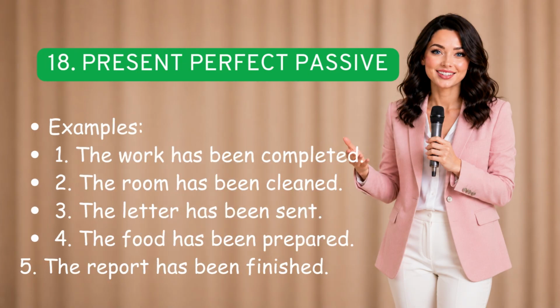Perfect passive tenses. 18. Present perfect passive examples. 1. The work has been completed. 2. The room has been cleaned. 3. The letter has been sent. 4. The food has been prepared. 5. The report has been finished.